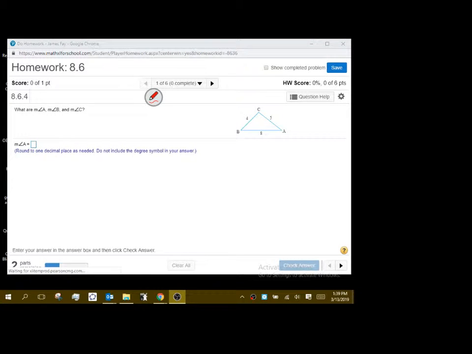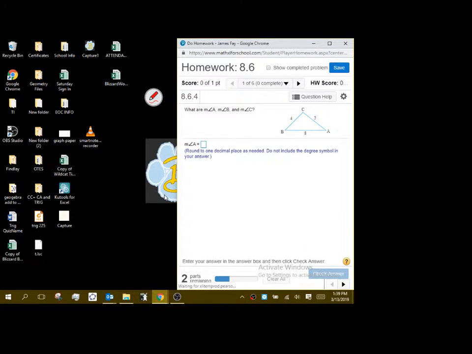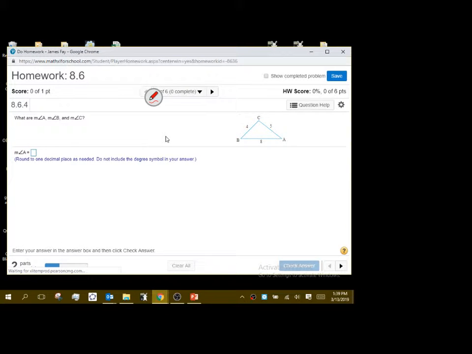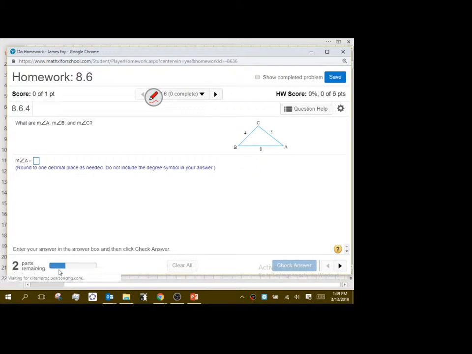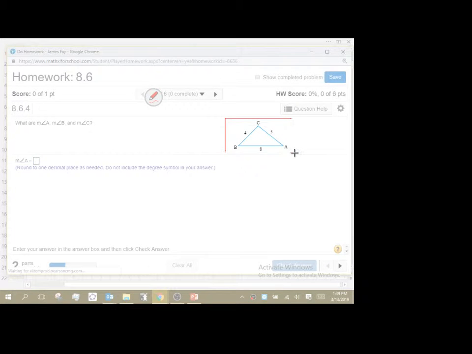All right, so what we're looking at, guys, on a question like number 1 is that they're providing you side, side, side. So what we need to do is come up with a law of cosines argument to find a missing angle measurement.